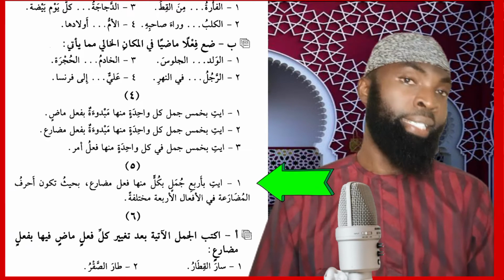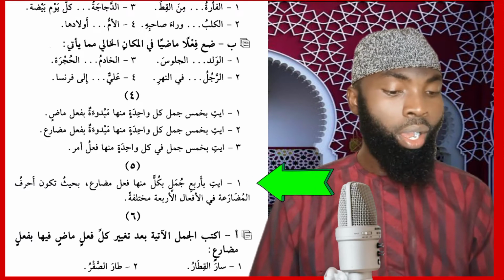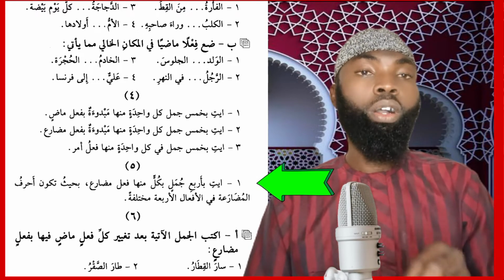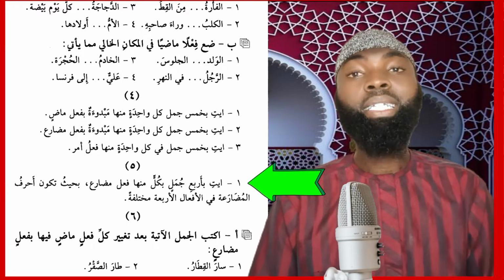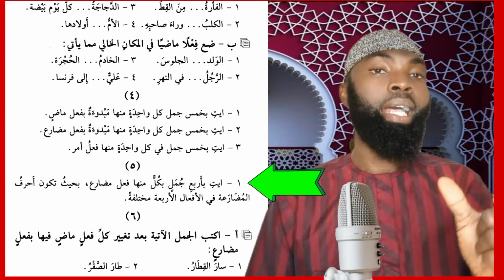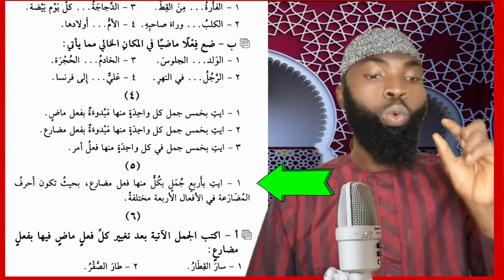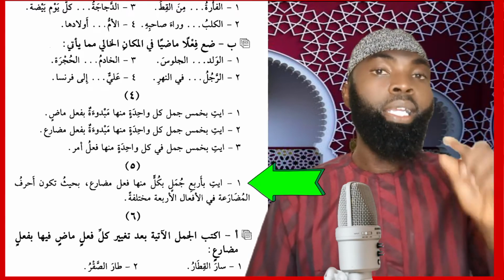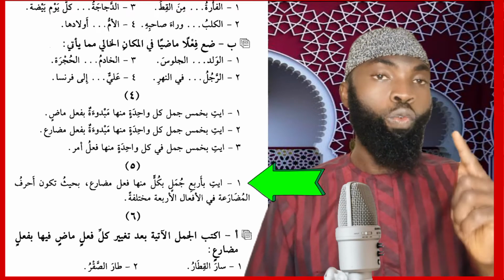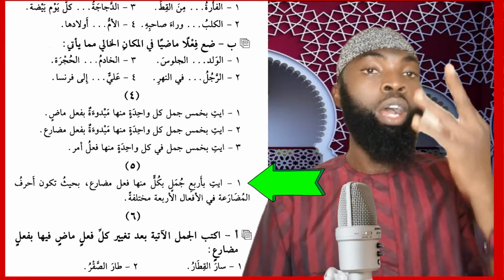You have to form 4 sentences. Each of them should have a present tense, and all of the present tenses should have each of the letters of a mudari. We have said that the huruf al-mudari'a are hamza, nun, ya, and ta. These 4 letters begin a present tense. Each sentence should have one of these huruf. Either you begin the verb with hamza, nun, ya, or ta.